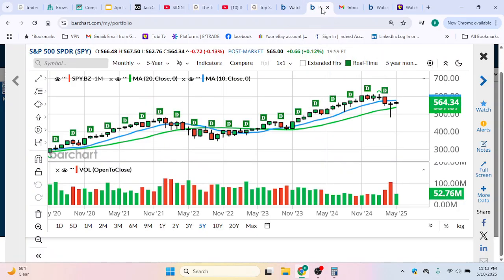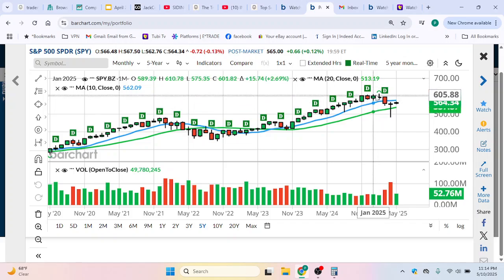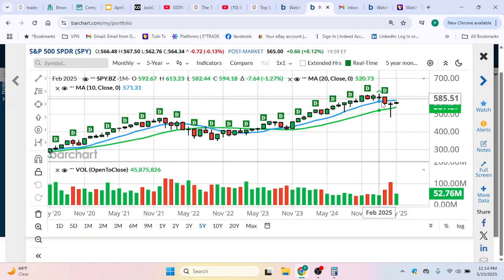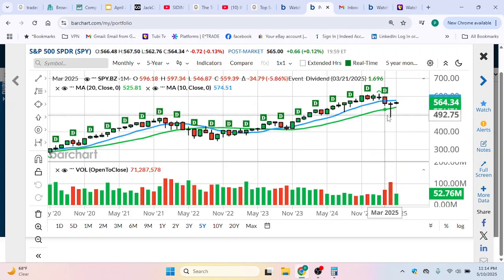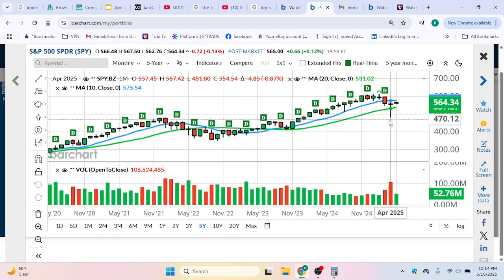Let's go here first to a monthly chart of our major markets. This is the S&P 500 chart, the ETF SPY. Okay, so we can see there was a high point around 613, and then we had a low point here in April of about 481. So that represented, I think it was about a 21% drop. So that's a fairly significant drop in that time period.